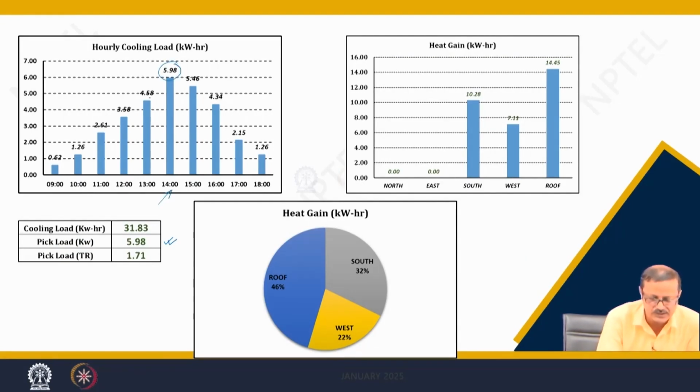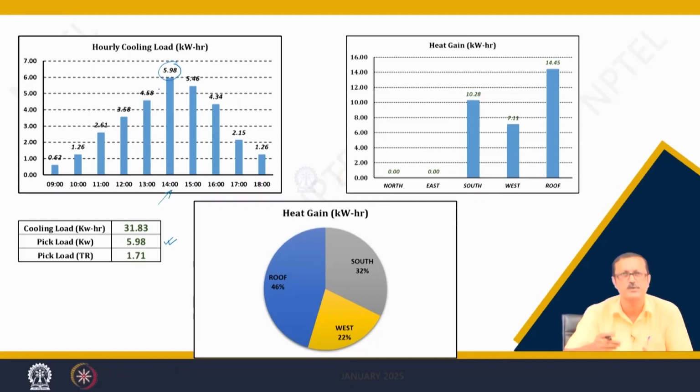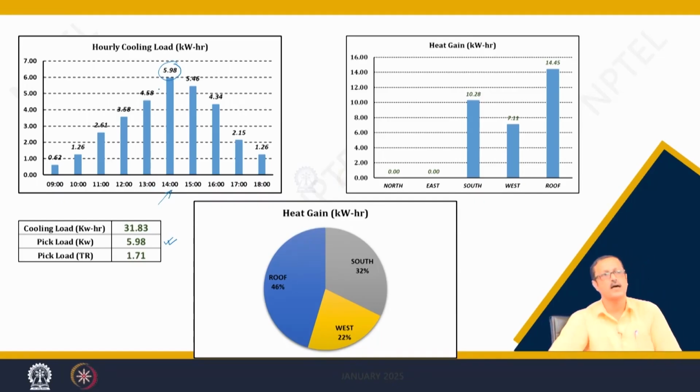The peak load is changing, and the peak load is almost 6 at 2 o'clock. That means I have to have an air conditioner which can give me at least 6 kilowatt, or 1.7 TR capacity, for this particular room. Why? Otherwise, at 2 o'clock, when my load in that particular hour is 5.98 or 6, I will not have that much cooling effect.